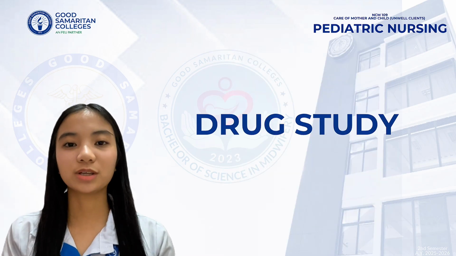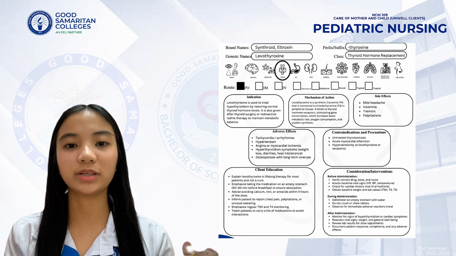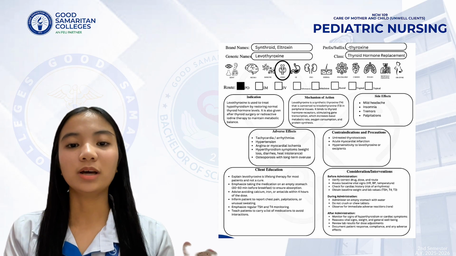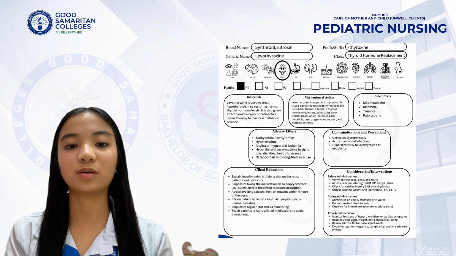So now I will be discussing the drug levothyroxine. Levothyroxine is known by the brand names Synthroid and Eltroxin. Its generic name is levothyroxine and it belongs to the drug class called thyroid hormone replacement. This medication can be administered through the oral route, which is the most common, and the intravenous route, which is only used in emergency situations. Levothyroxine acts on the endocrine system, specifically the thyroid gland.